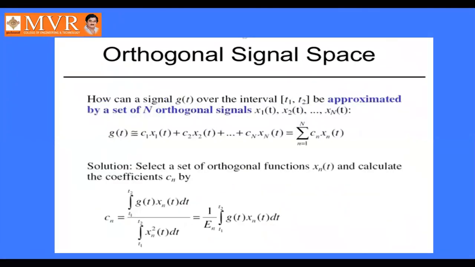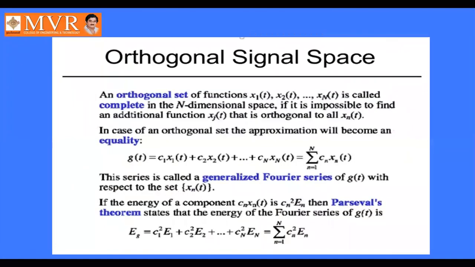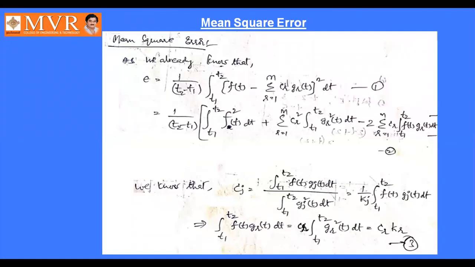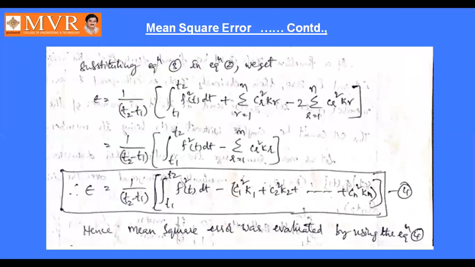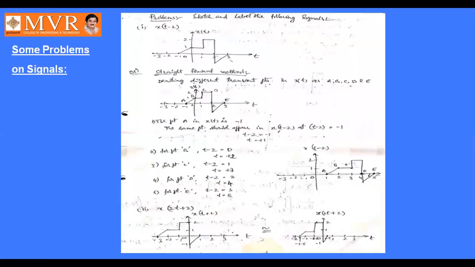In the last class we discussed systems and mean square error, orthogonal signal space, and the analogy between vectors and signals. We covered the representation of one signal along another signal, that is, the component of one vector along another vector, and the component of one signal along another signal. Similarly, we discussed complex numbers, orthogonality in complex numbers, and after that mean square error. Now we are going to do some problems.